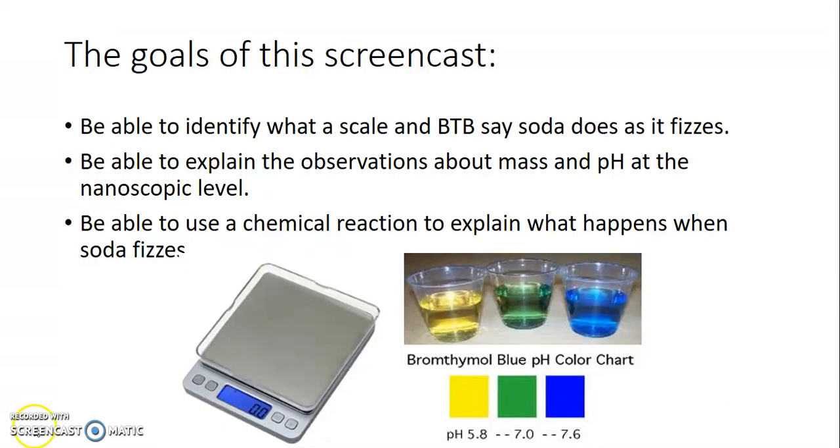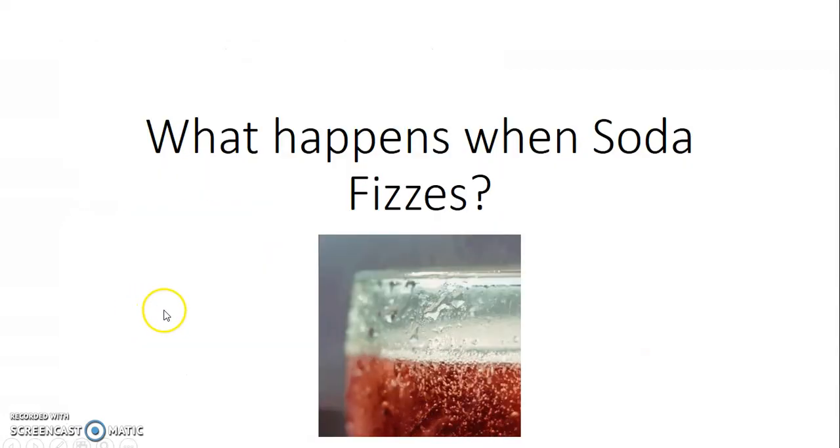So to review our goals, hopefully by now you should be able to indicate what do the scale and BTB say about the soda, what do those observations say about at the nanoscopic level, and you should be able to use a chemical reaction to explain what happens when soda water fizzes. So I hope this has been illuminating and this helps you understand how to model what happens when soda fizzes.